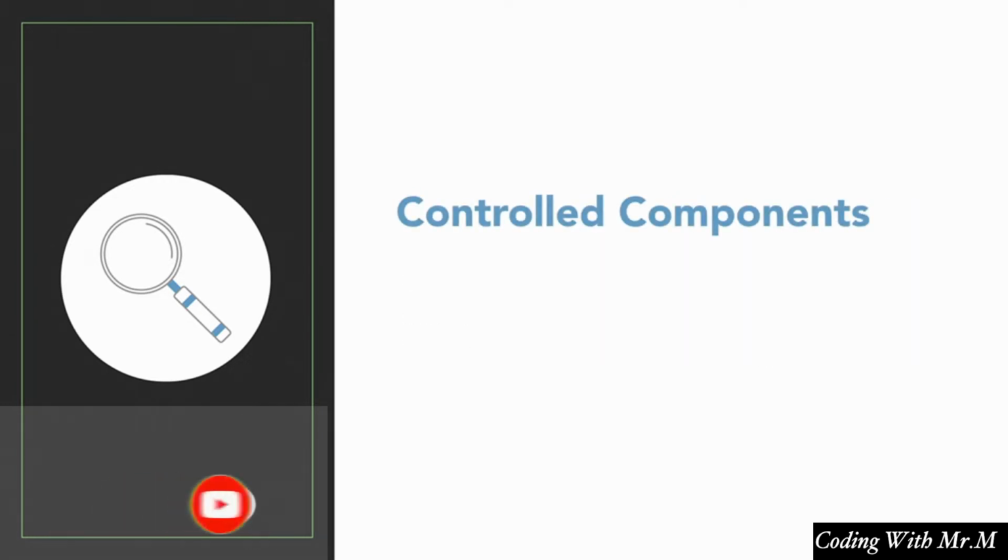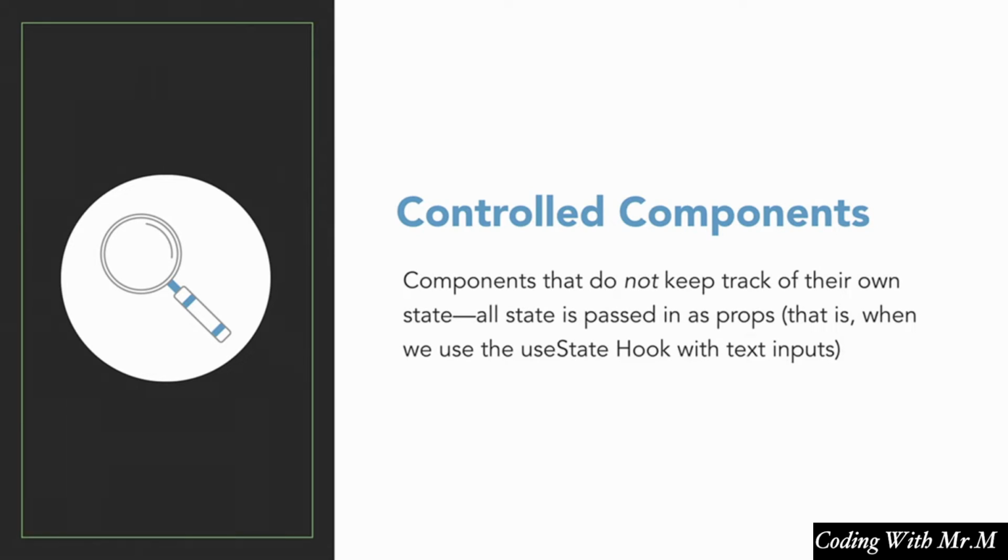Controlled components, on the other hand, are basically components where their parent is the one that takes care of keeping track of the state, and that state is then usually passed through to a controlled component as a prop of some sort. So those are just the basic definitions. Let's take a look at what this might look like in code.